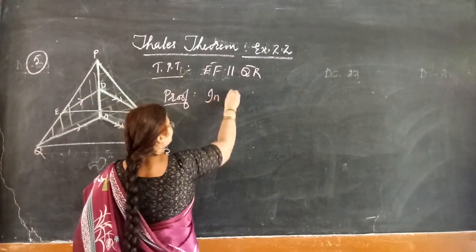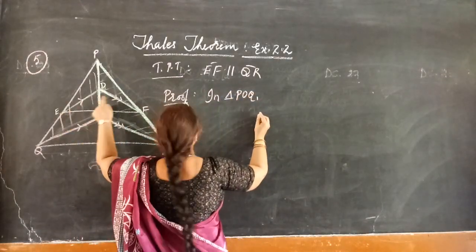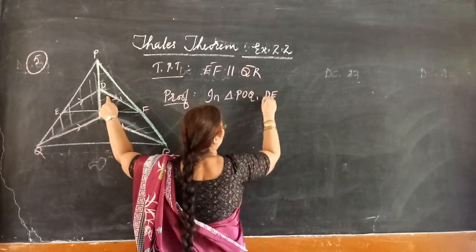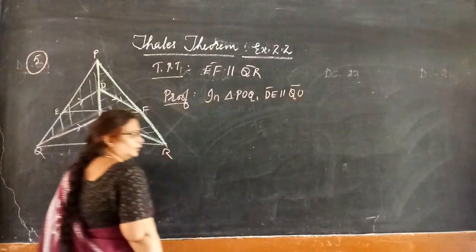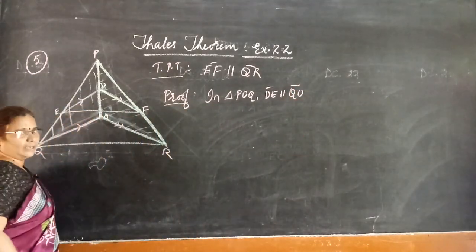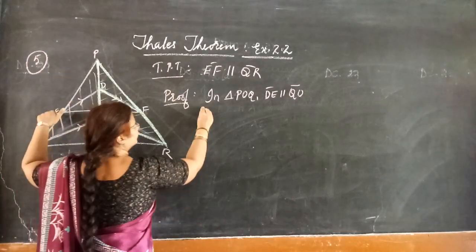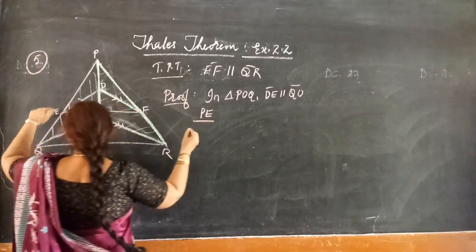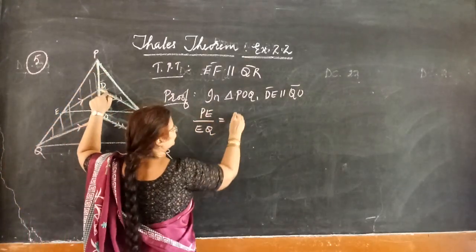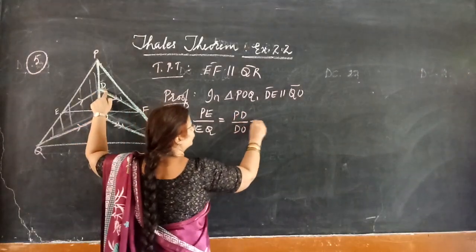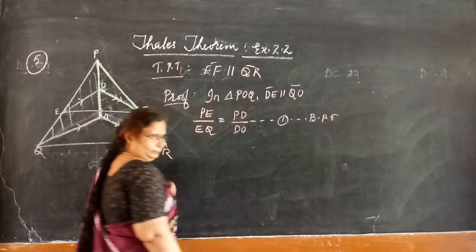In triangle POQ, which are the parallel sides? DE is parallel to QO or OQ. When a side is parallel to the other side, the other two sides are divided in the same ratio. PE by EQ is equal to PD by DO. Call this as 1. Reason is basic proportionality theorem.